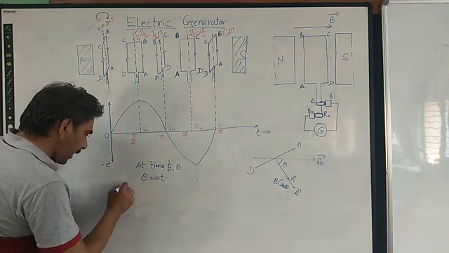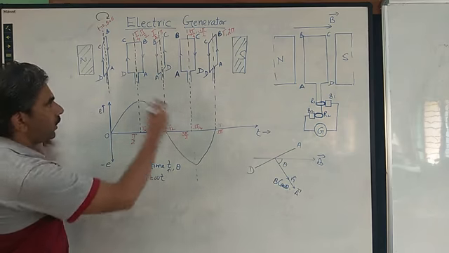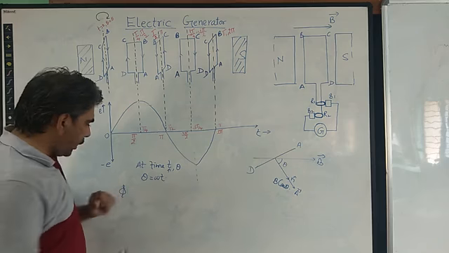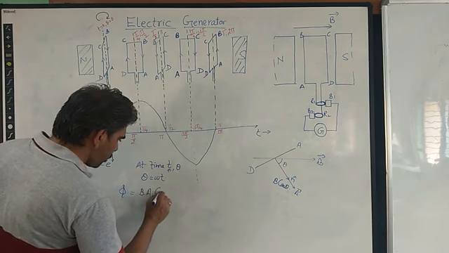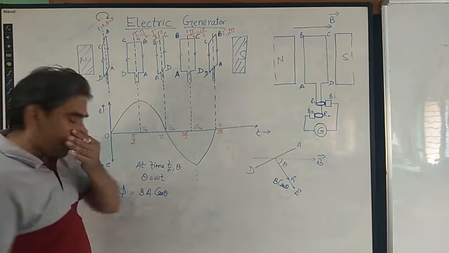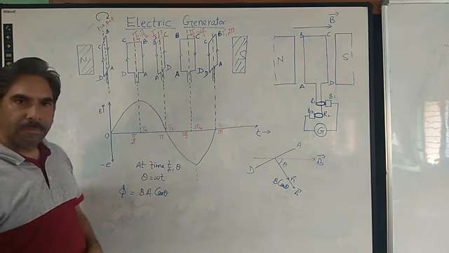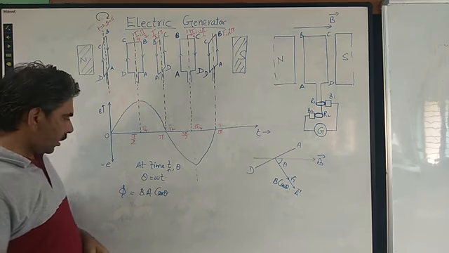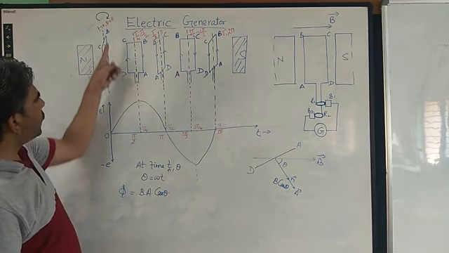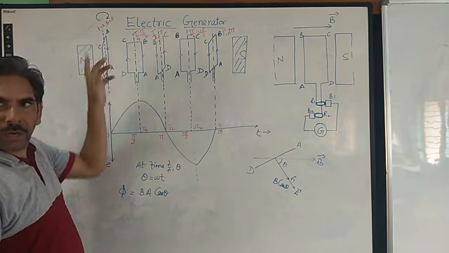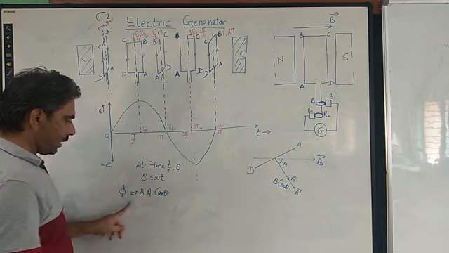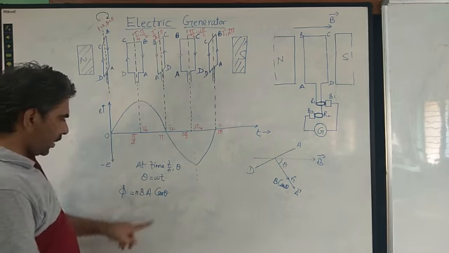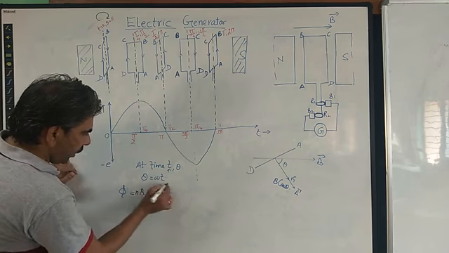So therefore the flux which is associated with this coil at any time t will be given by B into A into cos of theta, by the general definition of magnetic flux. And if we have more turns over this coil, for example N number of turns, the flux will be N times B A cos theta. Let us take theta to be omega t.